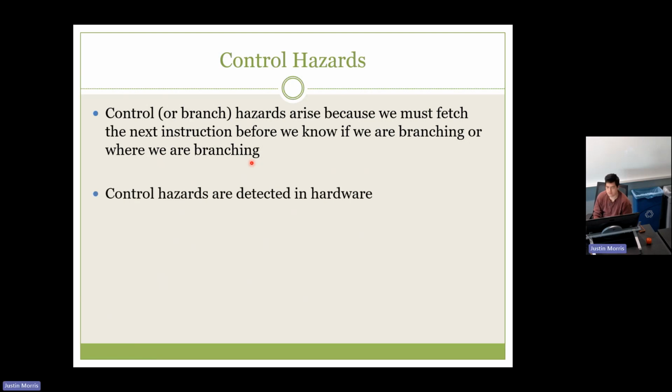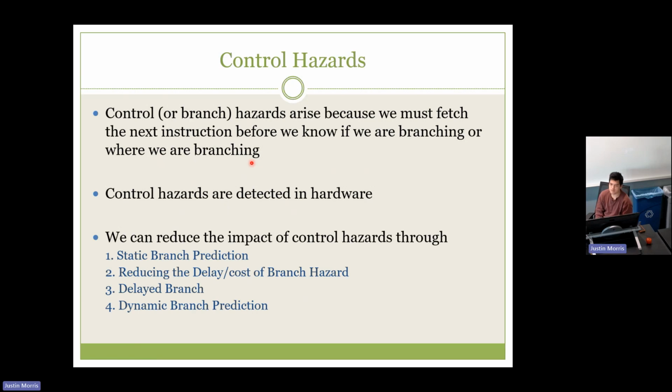So these control hazards can be detected in hardware, right? Once we're in the decode stage, we have the opcode. We know what the opcode means. We know if it's a branch. We know if it's a jump. We know all of these things, right?